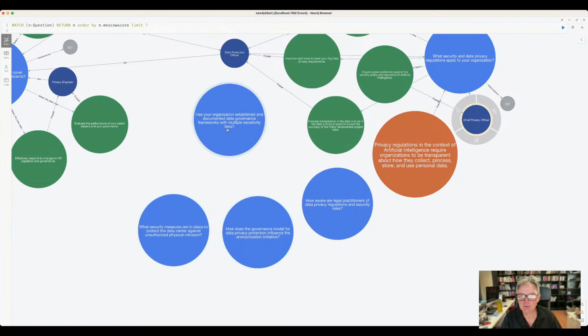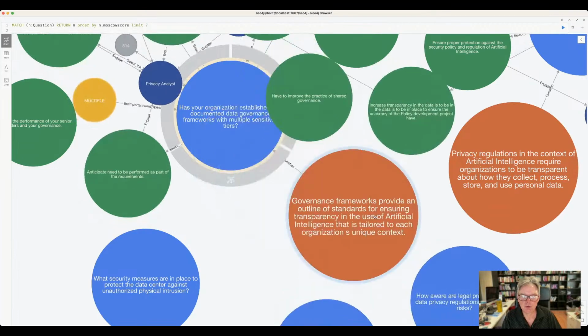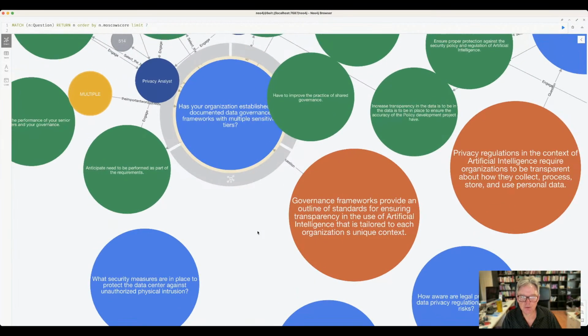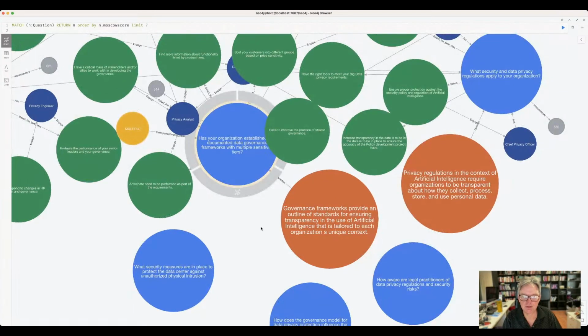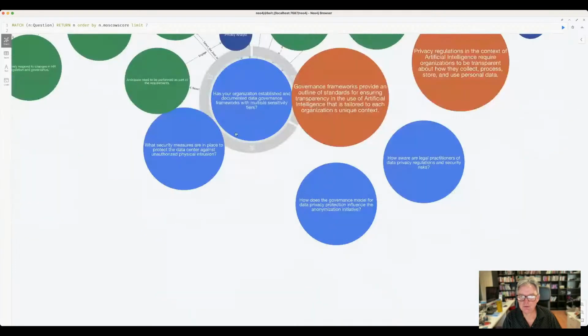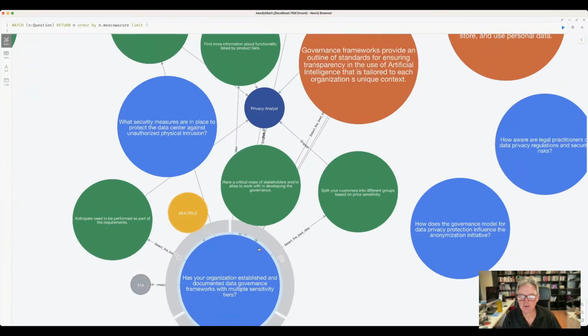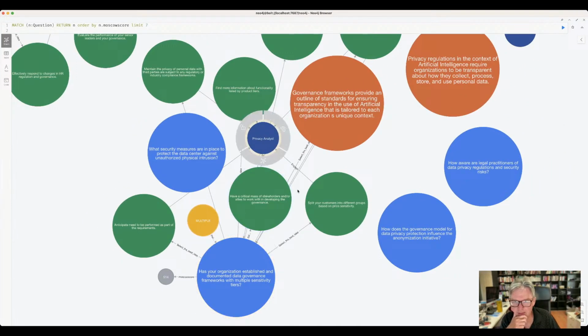Let's start with this one. Has your organization established and documented data governance frameworks with multiple sensitivity tiers? Governance frameworks provide an outline of standards for ensuring transparency in the use of AI that is tailored to each organization's unique context. All right, tailored to each organization's unique context. Let's pull it out a bit. There we go. We have the privacy analyst that's working hard here. And these are the actions that you need to be looking for.